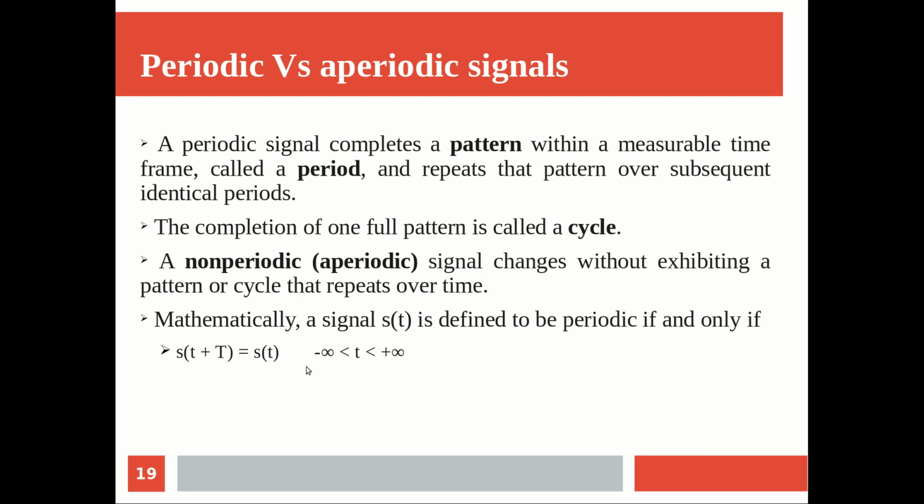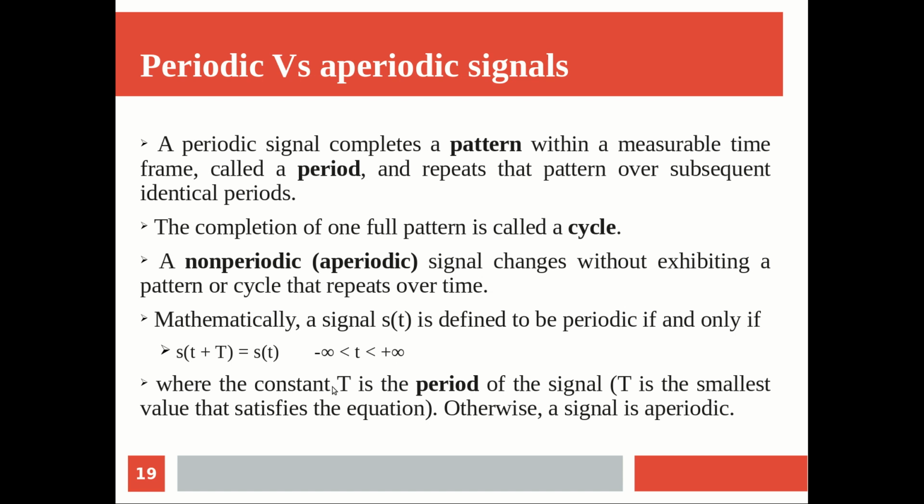So, this time varies from minus infinity to infinity in general, where the constant T is called the period of the signal. And what is this T? T is the smallest value that satisfies the equation. That means the smallest constant value such that the same pattern is getting repeated, and that makes the period of the signal. Otherwise, if we are not able to find such a T, then it is called an aperiodic signal. Hope it is clear.